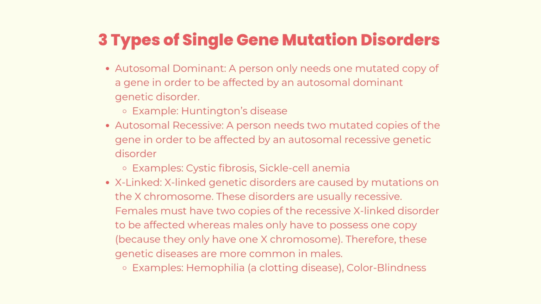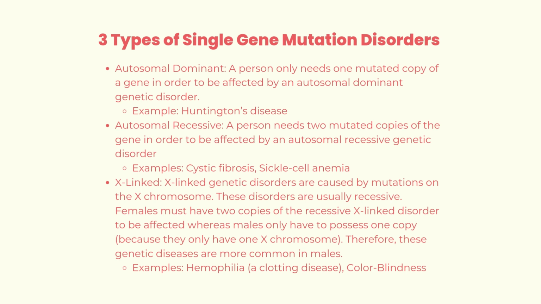When we talk about autosomal dominant or autosomal recessive, we should be thinking about our autosomes, which are the chromosomes 1 through 22. For autosomal dominant disorders, a person is only going to need one mutated copy of a gene in order to be affected by the autosomal dominant genetic disorder. For example, Huntington's disease would follow this pattern of inheritance, where the disease is dominant and the healthy gene would be recessive. So even if you only have one affected copy, you would still have the disease. As for autosomal recessive, you would need to have 2 mutated copies of the gene in order to be affected by an autosomal recessive genetic disorder.